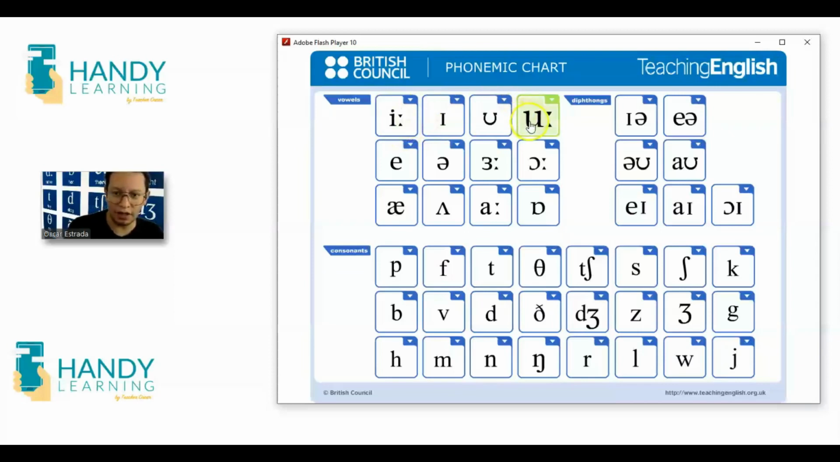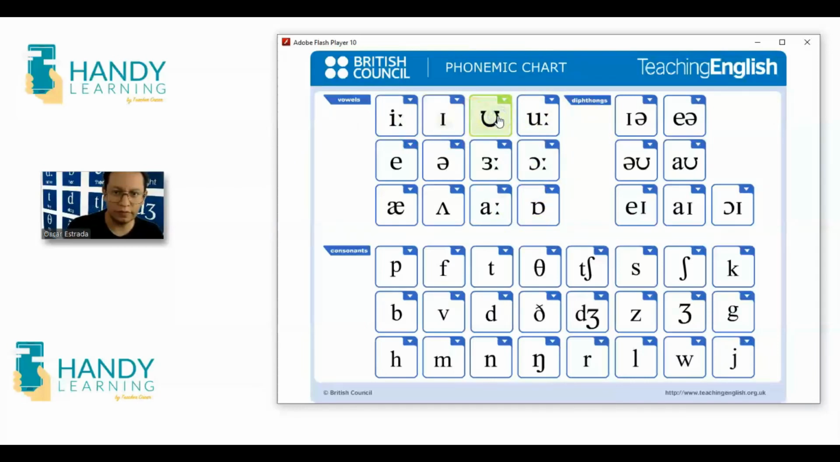The same is going to happen here with the sound of a U. Listen to this one. Ooh. So if you see the two dots, it's going to be a long sound. Ooh. Let's listen to the examples. Rule. Shoe. Okay, those are the examples. If you do not see the two dots, then it's a short sound.